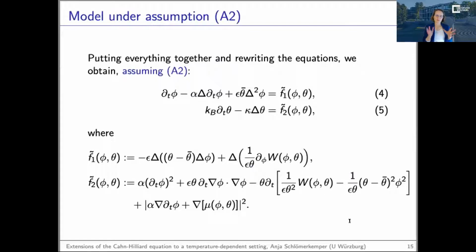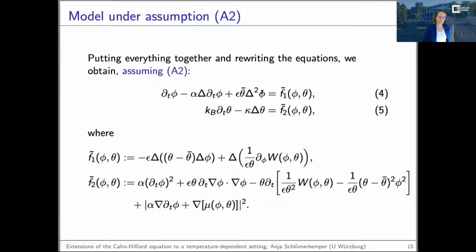So if I now write all these equations for the system satisfying the assumption A2, which was the assumption where we say that the temperature is transported according to some kind of background field, then we obtain this system of equations as the Cahn-Hilliard equation with temperature. First of all, we have an evolution equation for the phase field function. And secondly, we have an evolution equation for the temperature.